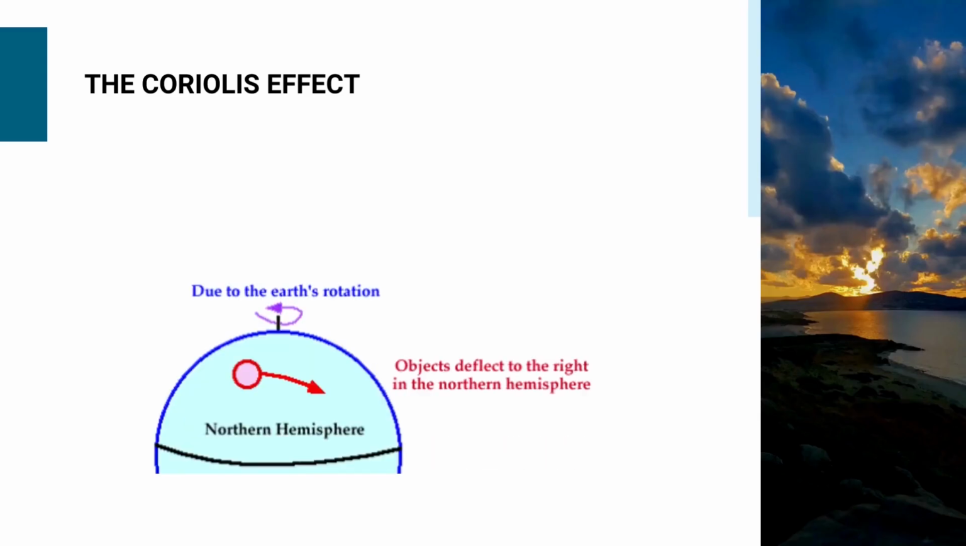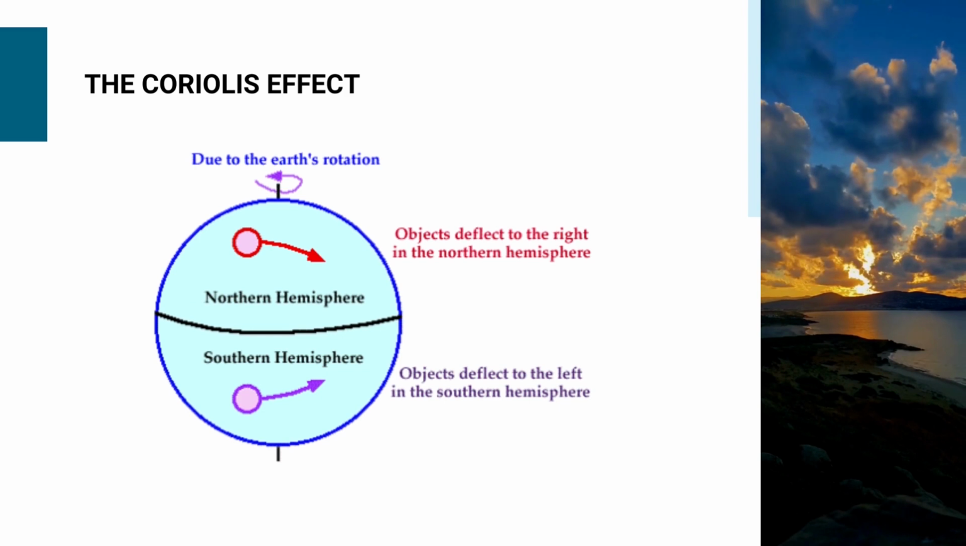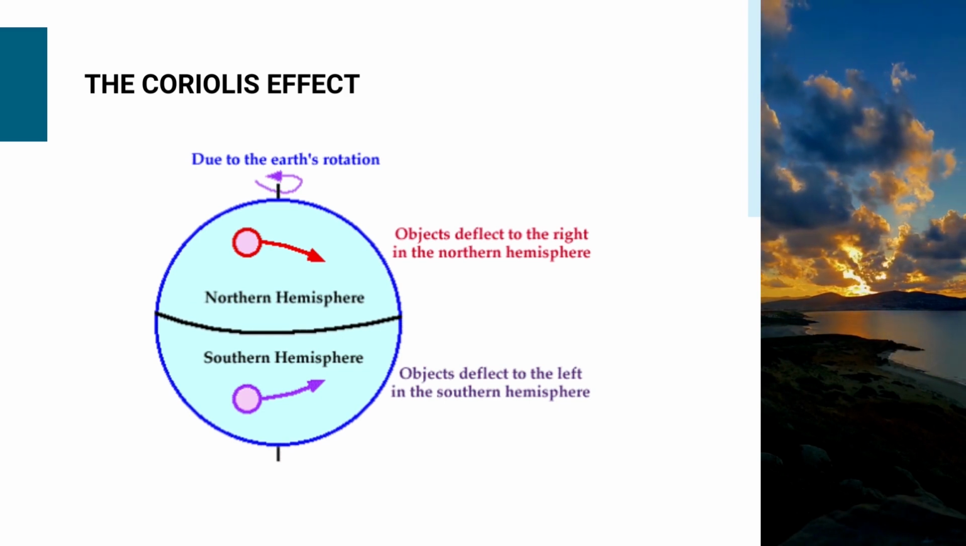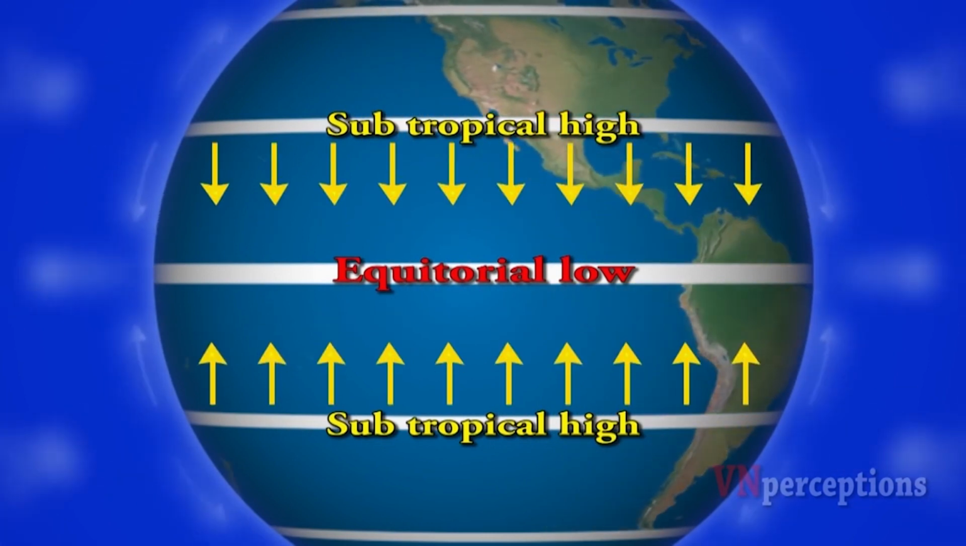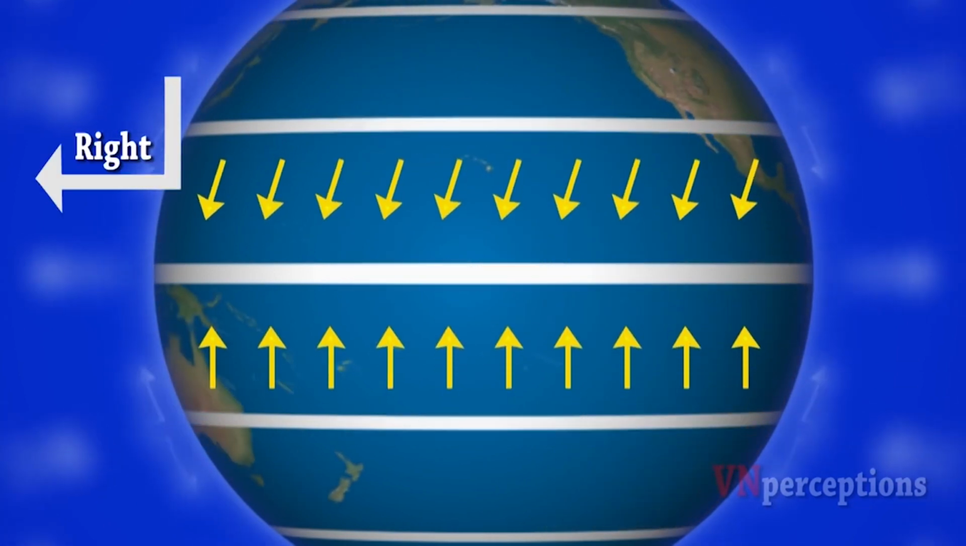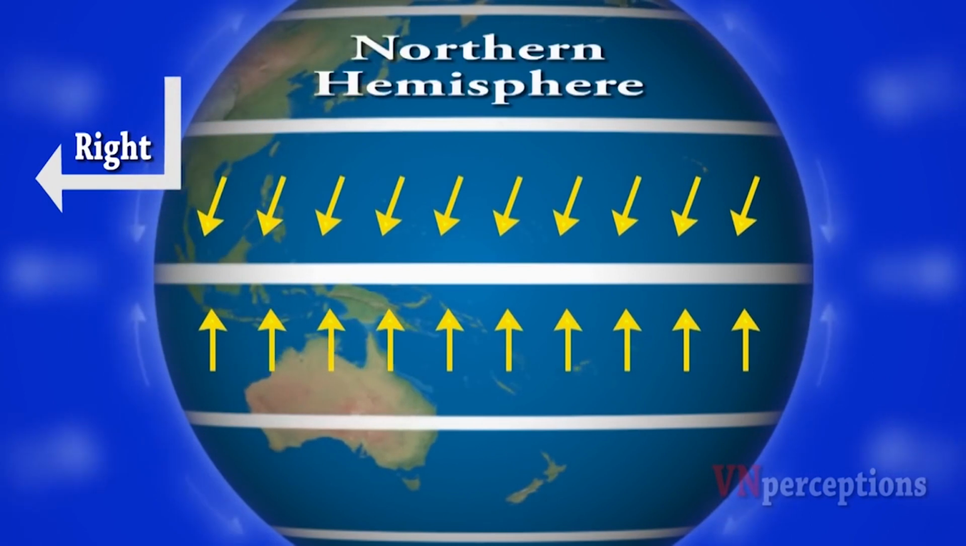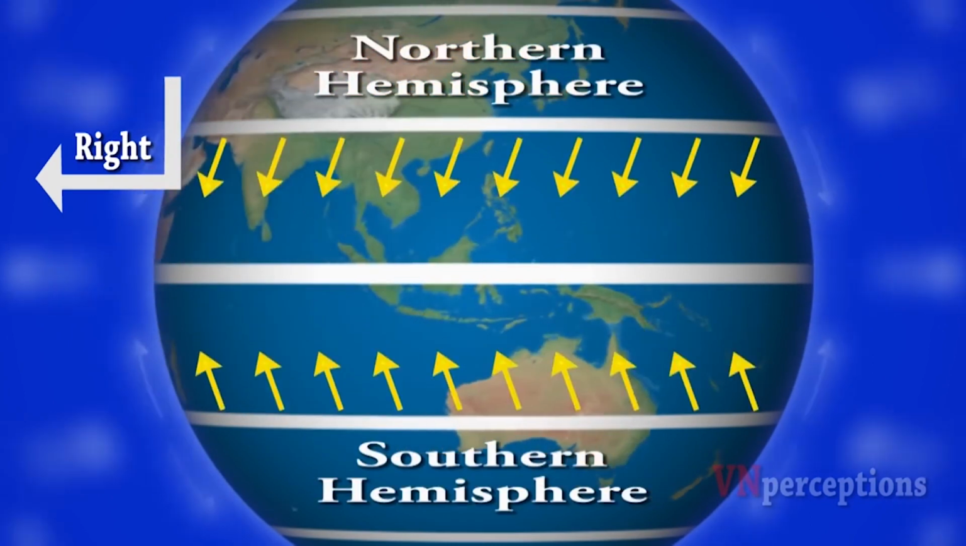The main effect on wind is defined by the Coriolis effect. The rotation of the earth causes all moving objects in the northern hemisphere, including air masses, to deflect to the right, and those in the southern hemisphere to deflect to the left.